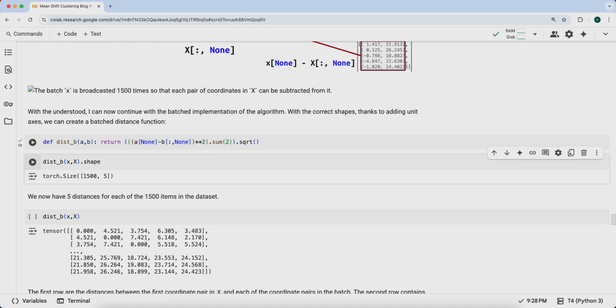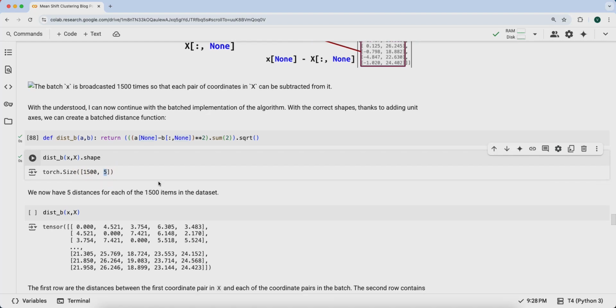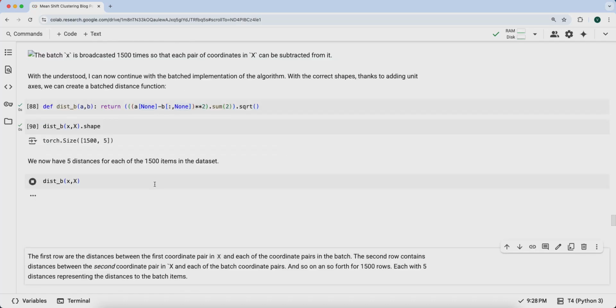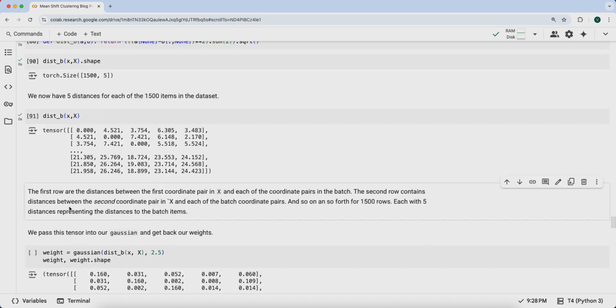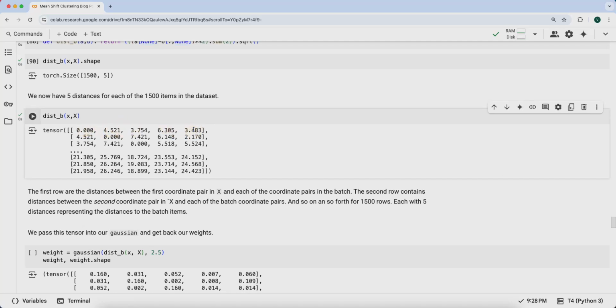So if I run this, the shape I get is 1500, which is the number of rows, and we have 5, which is the number of columns. So let's take a minute to understand what this means. The first row contains the distances between the first coordinate pair in big X and each of the coordinate pairs in the batch. The second row is the distance between the second coordinate pair in big X and each of the batch coordinate pairs. Then we have the third coordinate pair, with each of the batch, and so on and so forth until we get to the 1500th coordinate pair and the distance to the 0th, first, second, third, fourth item in the batch.